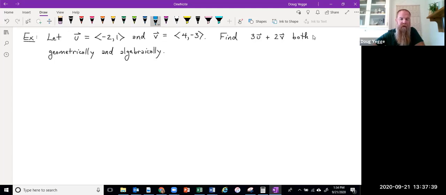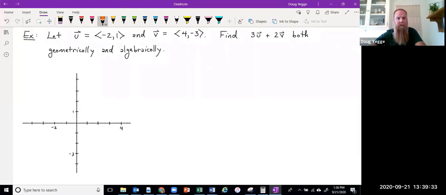So let's start off by looking at these two vectors, u and v, and we'd like to graph those on a coordinate plane. We should see that vector u has a terminal point at -2, 1. So that means that the terminal point is going to end at -2, 1, while for the vector v, the terminal point is at 4, -3. So that terminal point will end at 4, -3. And so now we just need the vectors connecting to those points.